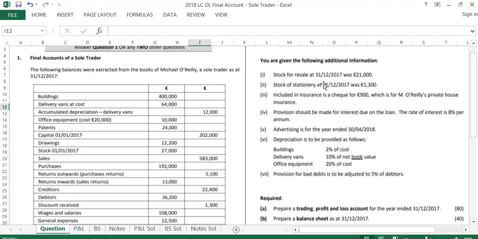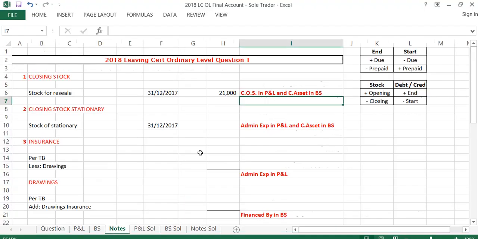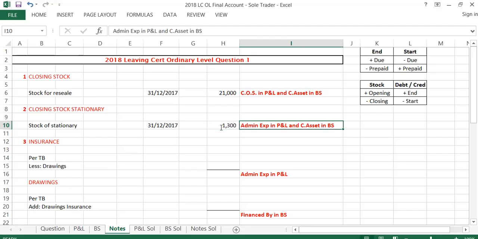Note number 2 is a stock of stationery at the end of the year was €1,300. So stock of stationery is €1,300. This will be taken away from stationery in the P&L because closing stock you take it away. So we're going to take it away from stationery in the P&L, and it's also going to be a current asset in the balance sheet as closing stock is always a current asset.